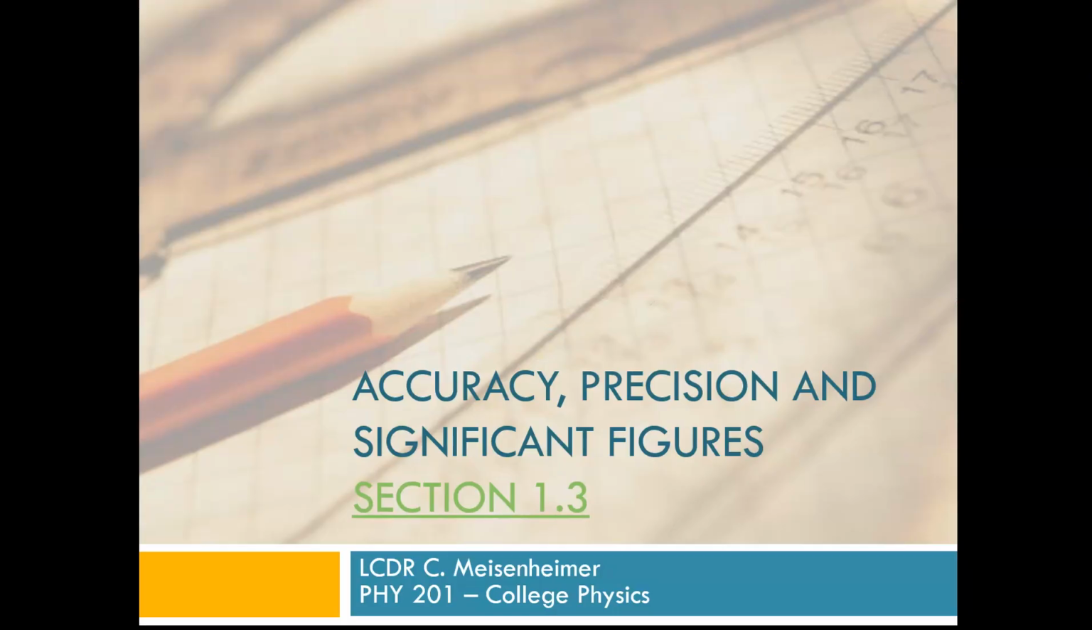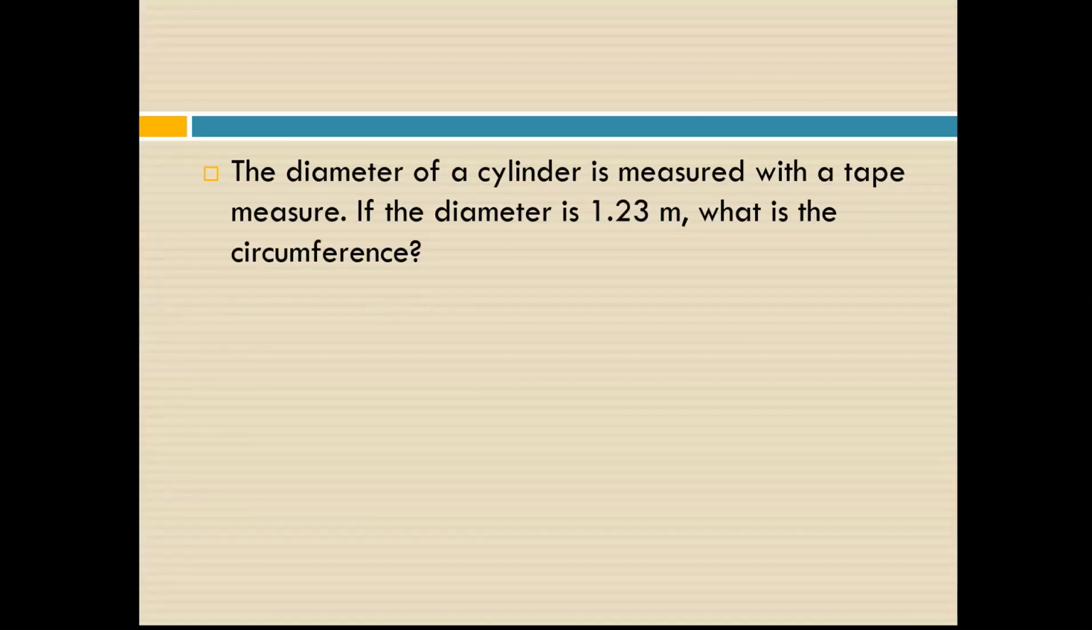Okay, come on, you. There we go. So let's talk about accuracy, precision, and significant figures. Here's our measurements. We're going to start out with something simple. Let's take a cylinder and measure it with a tape measure. And we measure the diameter of the cylinder to be 1.23. I take out my calculator and I calculate the diameter. What's the diameter? What does my calculator read?